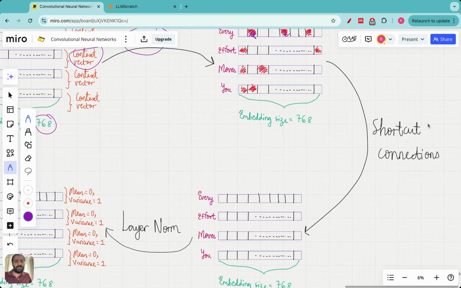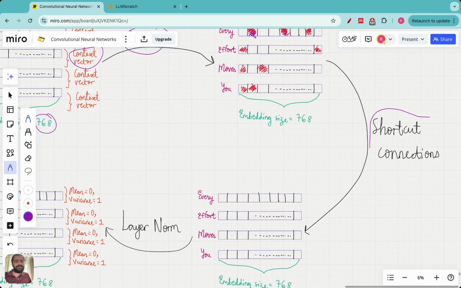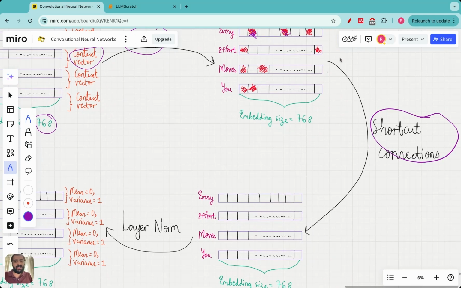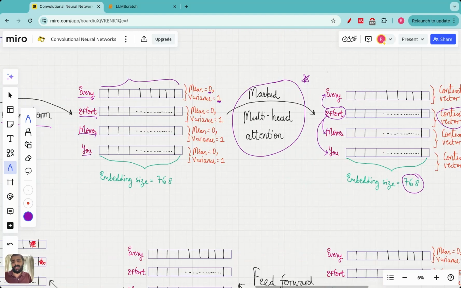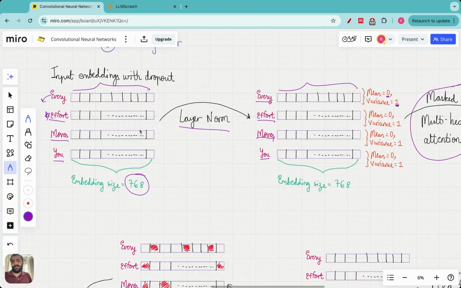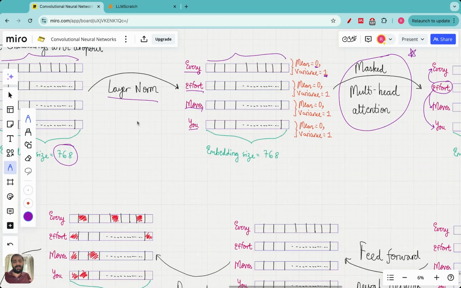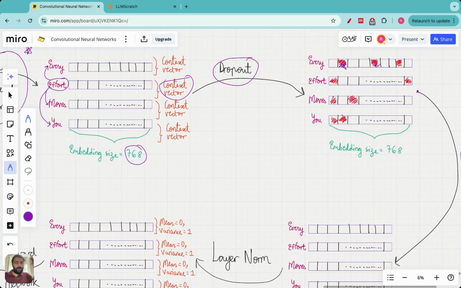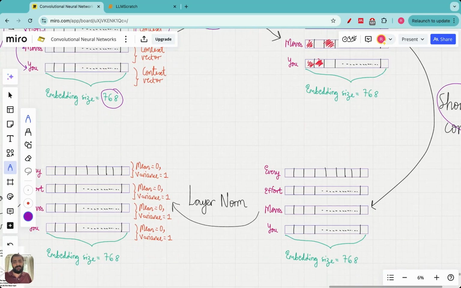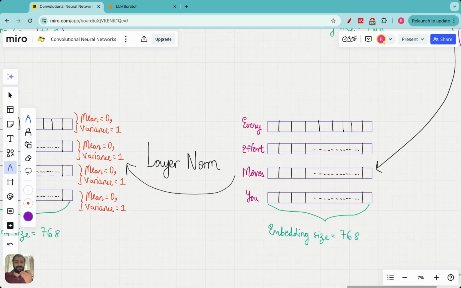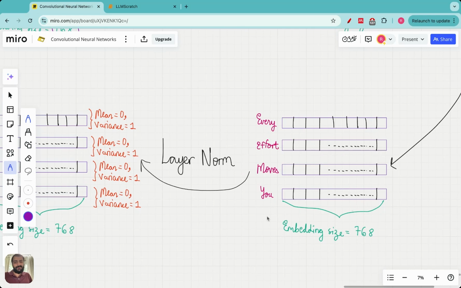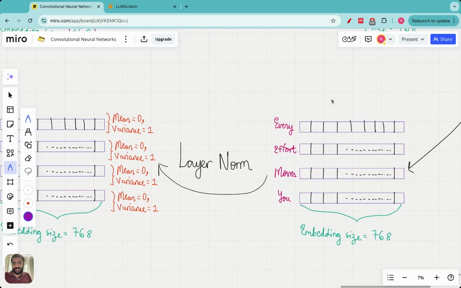Then we have a shortcut connection. Wherever shortcut connections are mentioned, it means that the output of the dropout layer is added back to the input which we started with to the transformer. The reason it's done is because it provides another route for the gradient to flow and it prevents the vanishing gradient problem, which means that the training proceeds in a much smoother manner. After the shortcut connection is applied, that does not change the dimension at all.